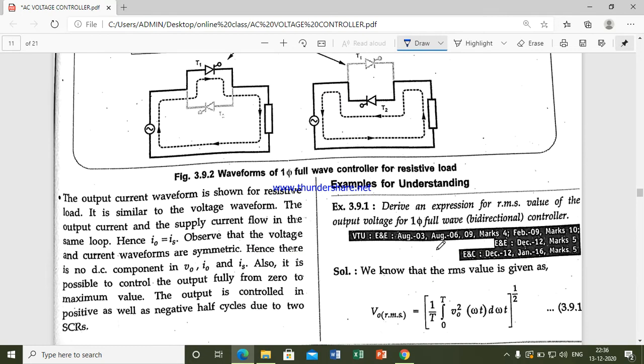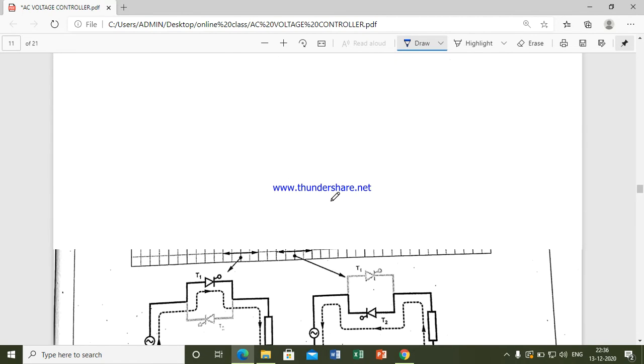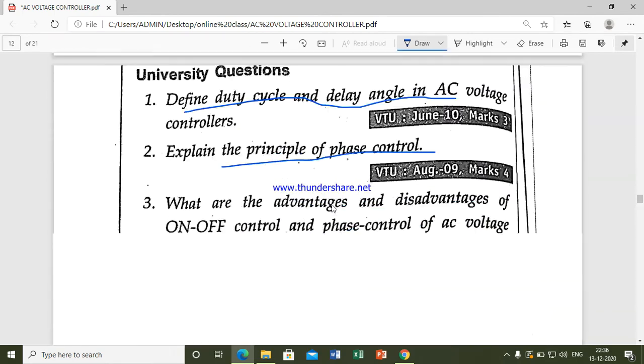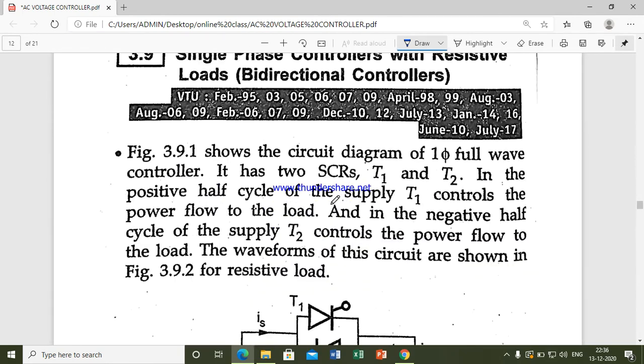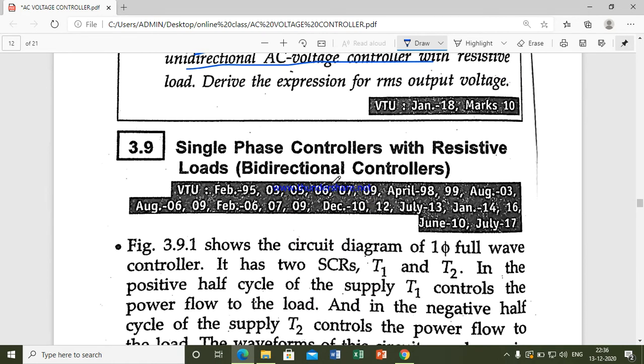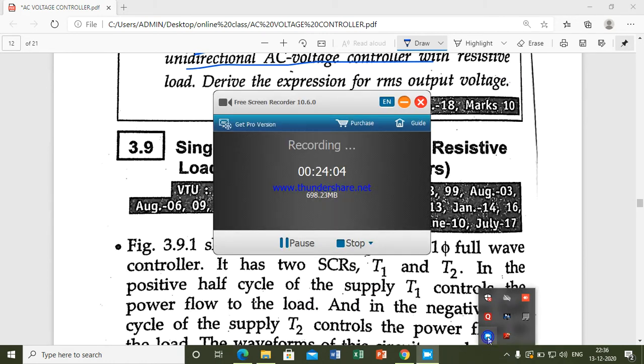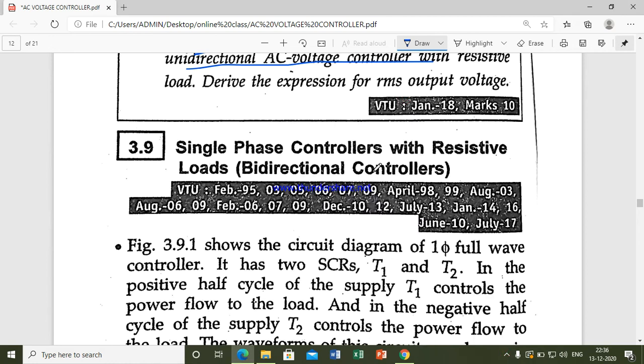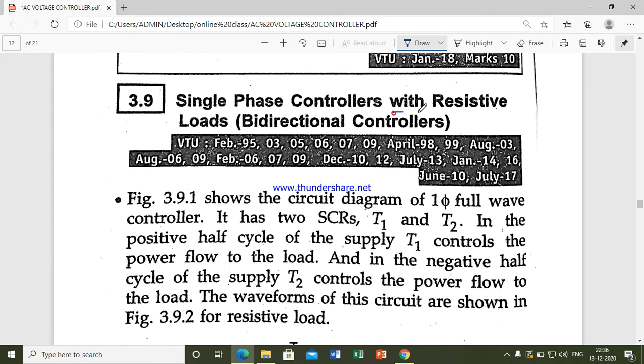So whatever the concept we have discussed. Next we have single phase controller with the resistive load. Next concept. Single phase controller with the resistive load.